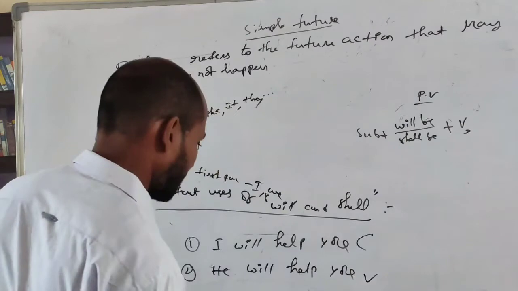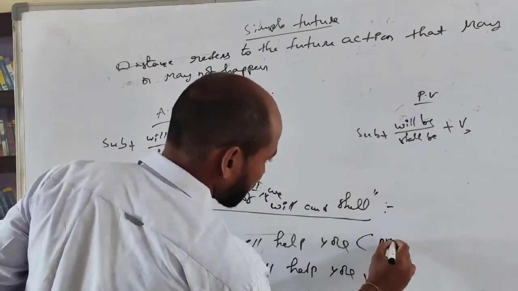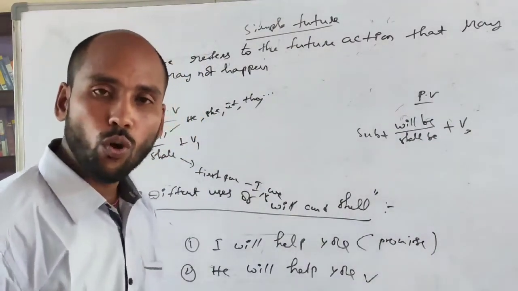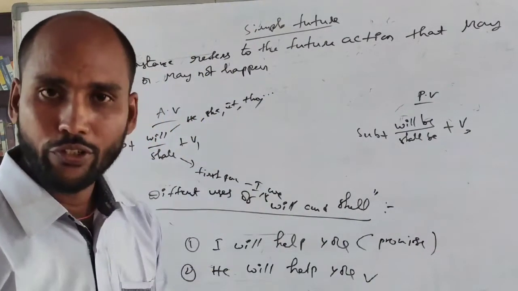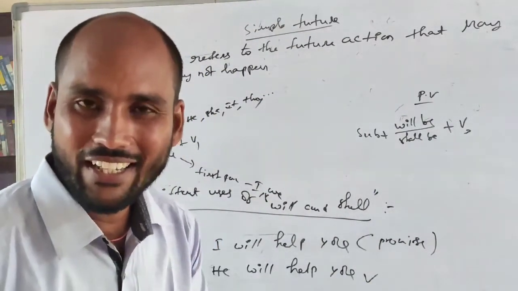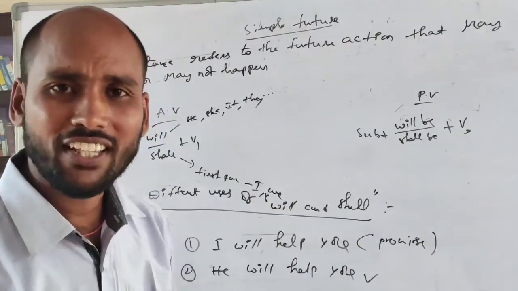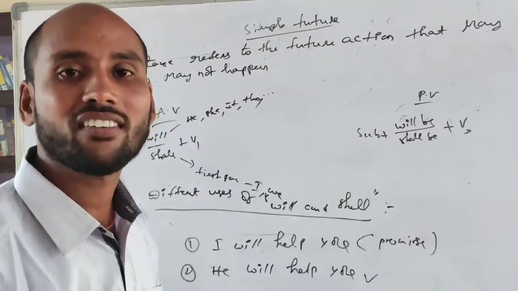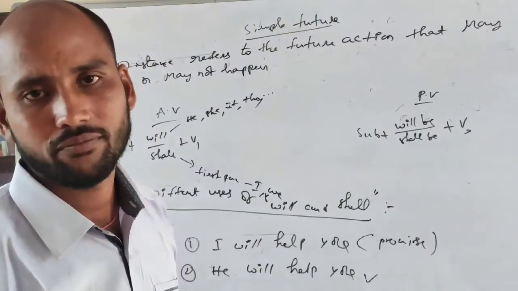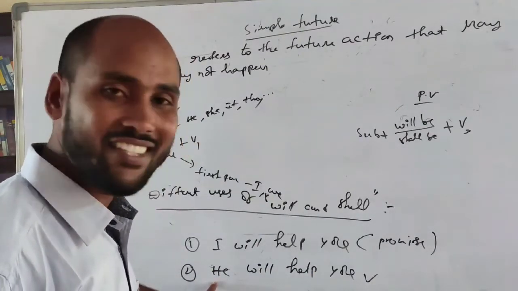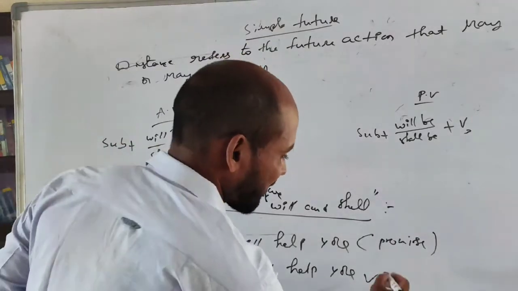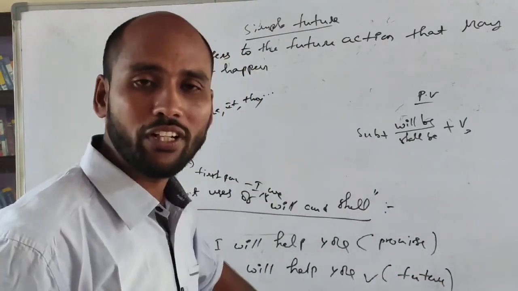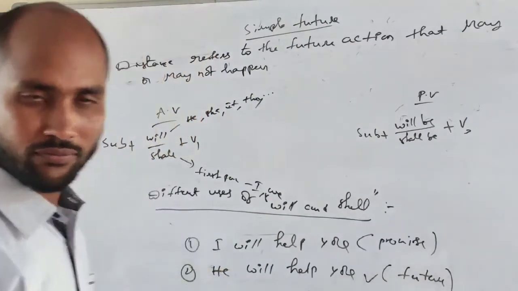Here it is a promise. You go, you help someone definitely. If you write in this structure, you will definitely help him with something. Here this sentence indicates future. It indicates only future.